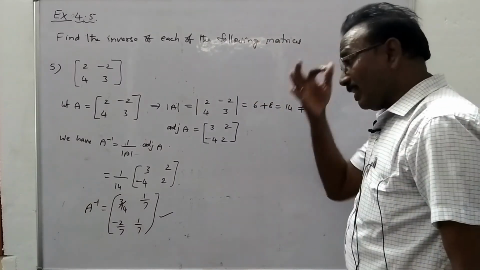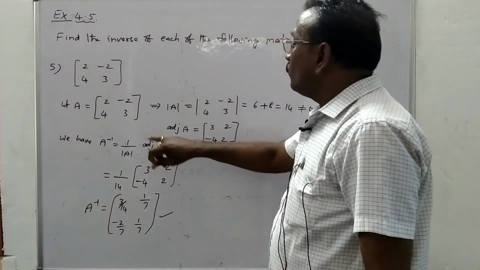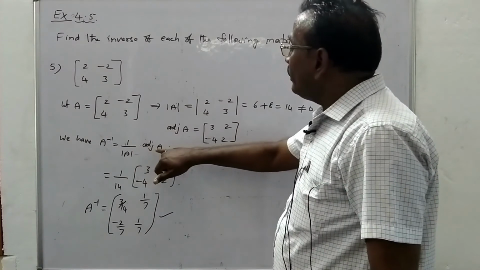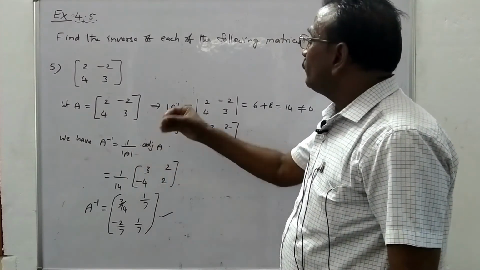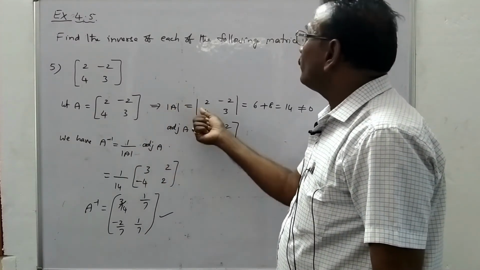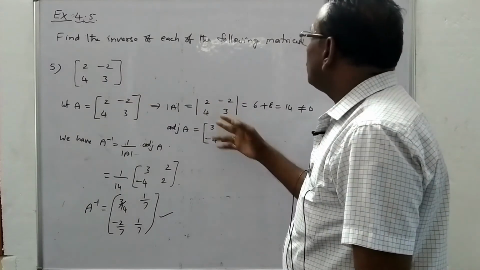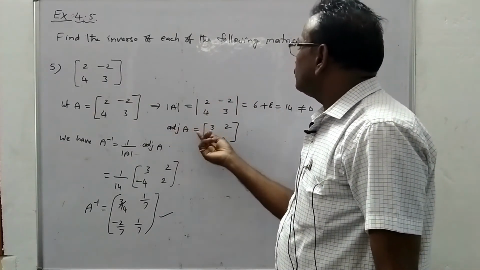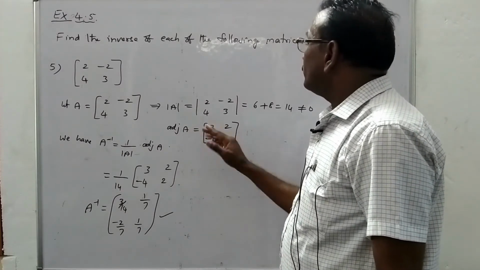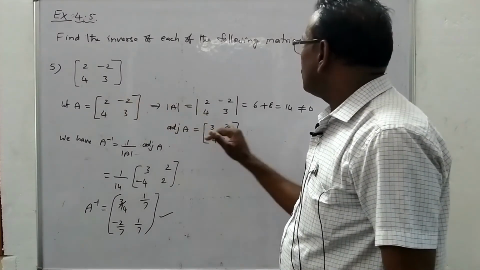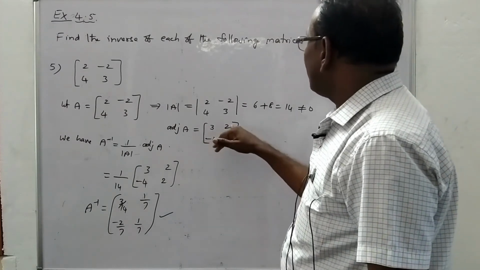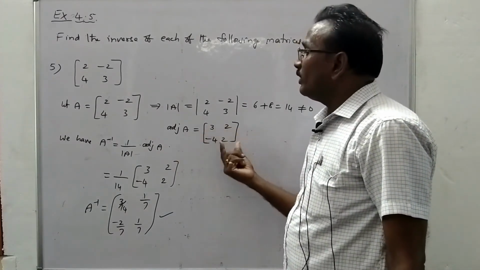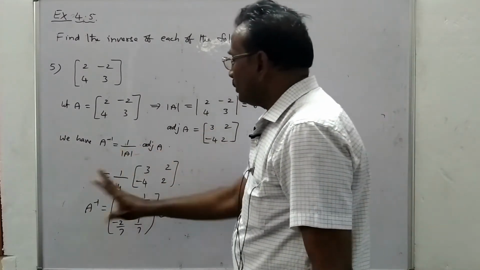So to find the A inverse, we need to find determinant of A and adjoint of A. It is very easy to find the determinant of A for second order square matrices. Determinant of A is 14 and also find the adjoint of A. Just interchange the principal diagonal elements and change the sign of other elements, we get the adjoint of A. Substitute these two values in this formula, we get A inverse.